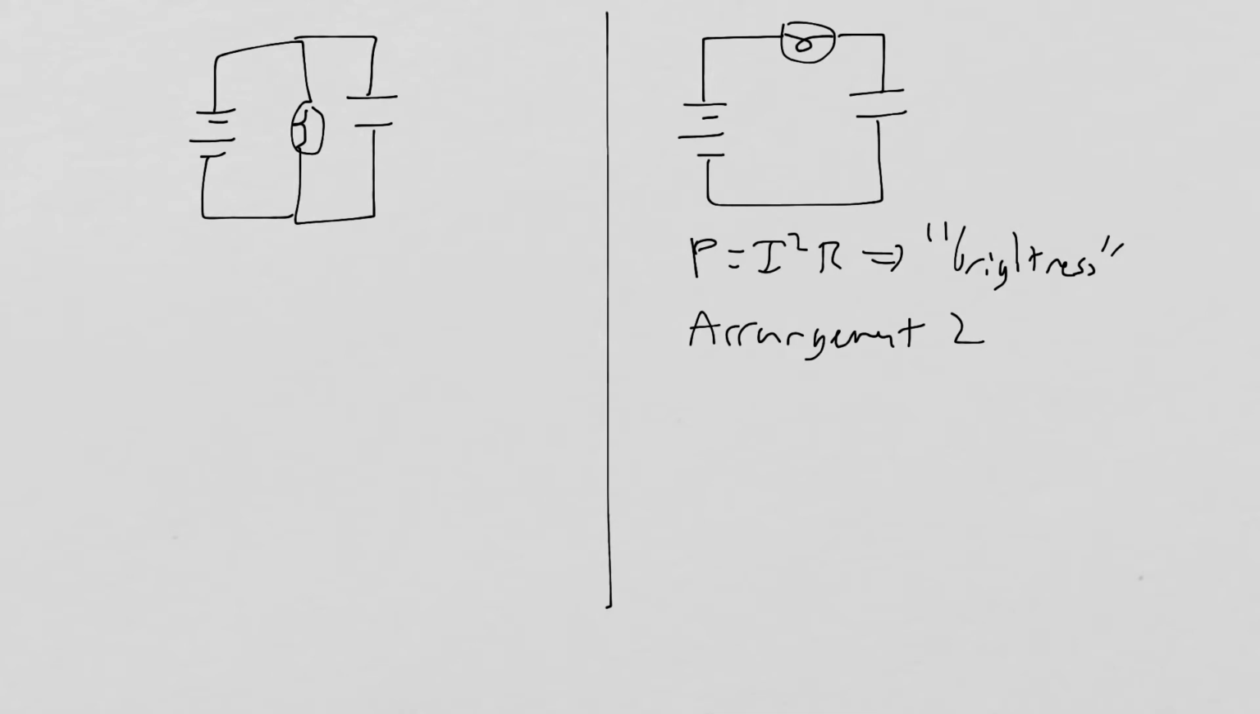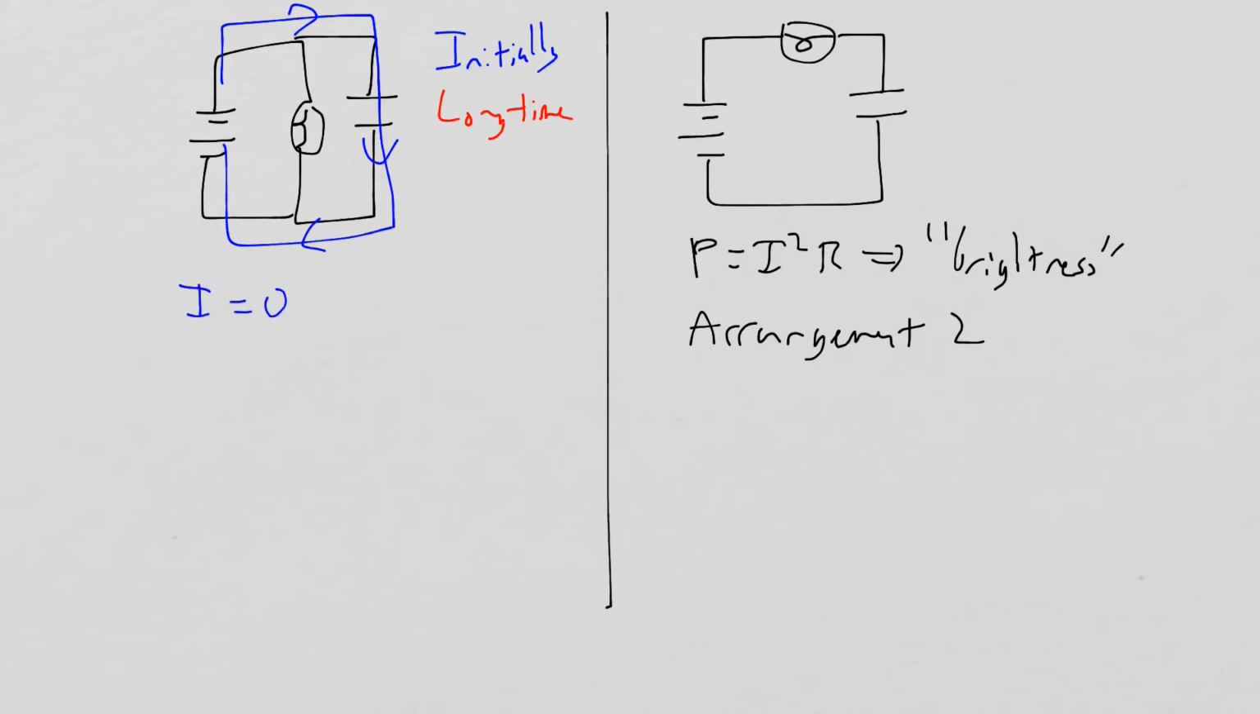So now let's think about what happens. I'm going to draw initially in blue, and long time will be in red. So initially, what happens? The capacitor essentially is like a short circuit. So all the current goes through the capacitor, because the light bulb has some resistance, and until the capacitor gets any charge at all, all the current initially will go through the capacitor path. So initially, I equals 0 through the bulb.